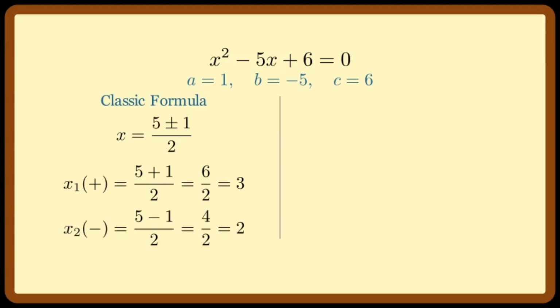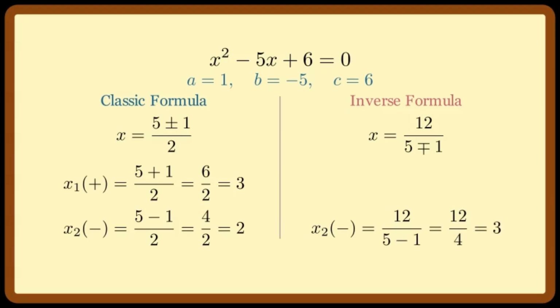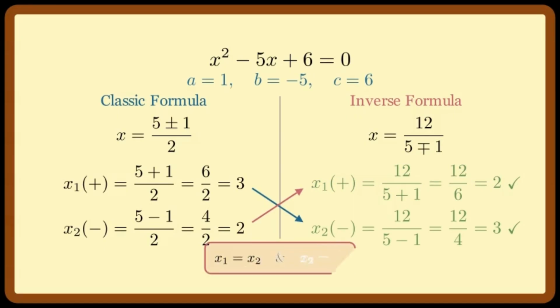Now let's challenge the system and use the new formula. x equals 2 times 6 divided by 5 plus or minus the square root of 25 minus 24. This immediately equals 12 in the numerator, divided by 5 plus or minus 1 in the denominator. Let's solve. If we use the minus in the denominator, we get 12 divided by 4, which is 3. The first solution works. And if we use the plus in the denominator, we get 12 divided by 6, which is 2. The second solution works as well. Both methods work like a charm and lead to the exact same destination.